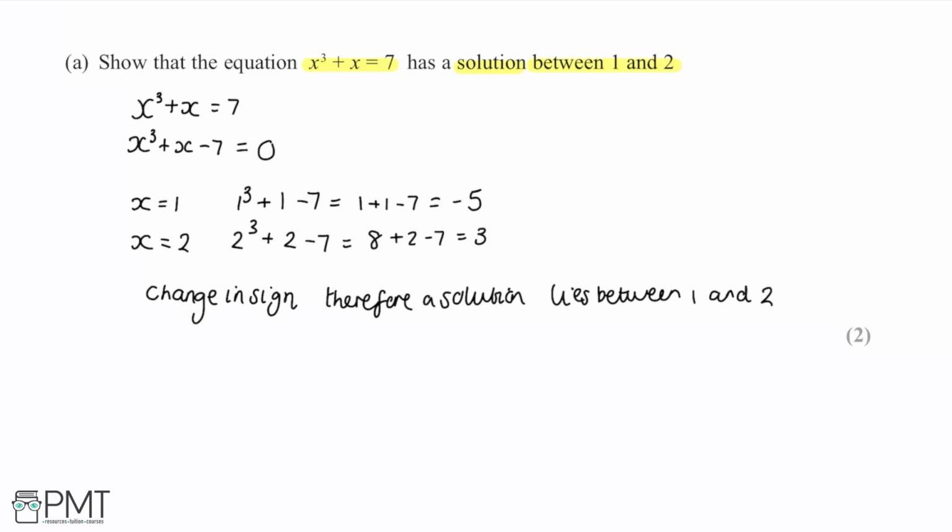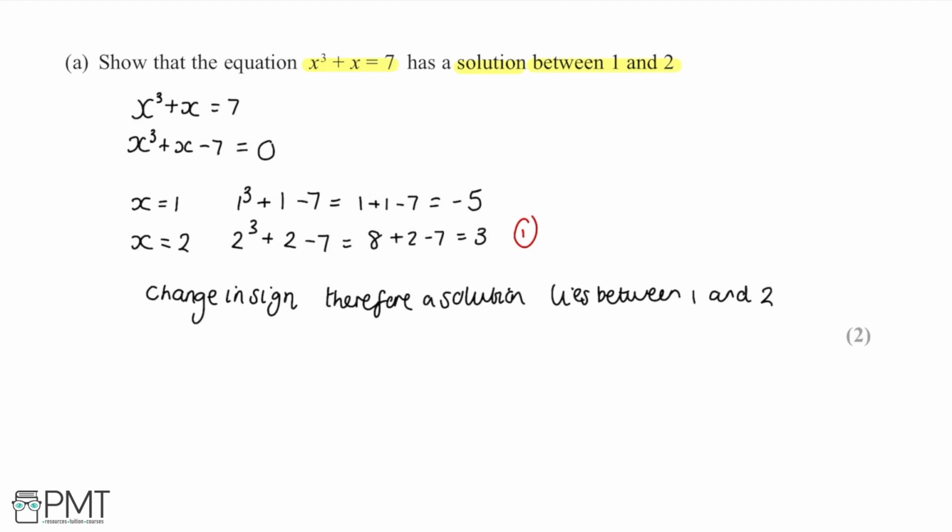So the first mark is for substituting the values of x equals 1 and x equals 2 into this expression here. Similarly, you could do it and leave it as x cubed plus x and then say that the values that come out, which are 2 and 10, one's greater than and one's less than 7. That also works, but sometimes I just find it a little bit easier to work with it in terms of something equaling 0, so we can clearly see the change in sign, so the negative to positive.